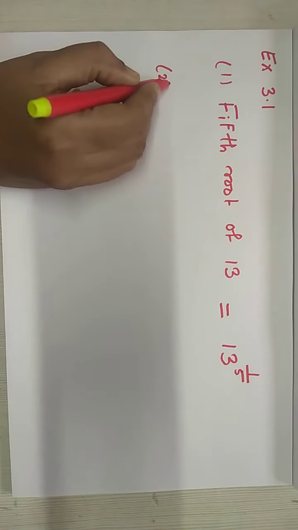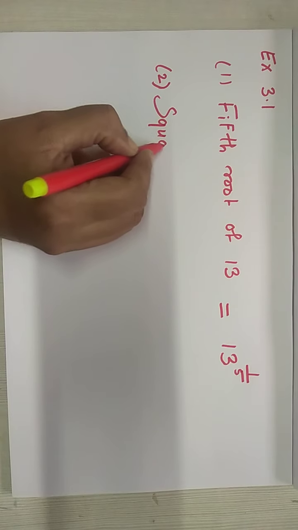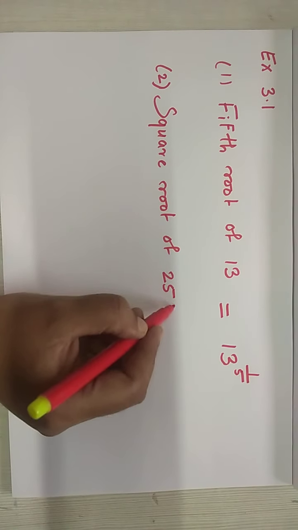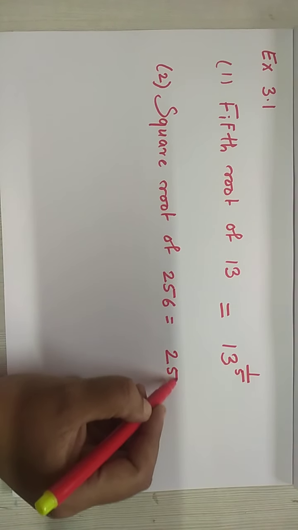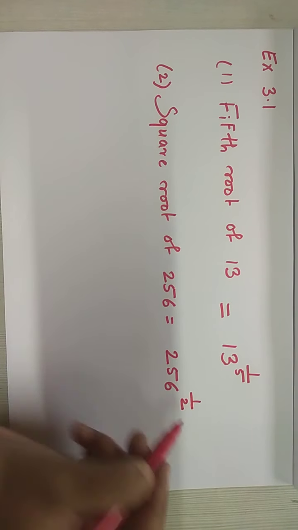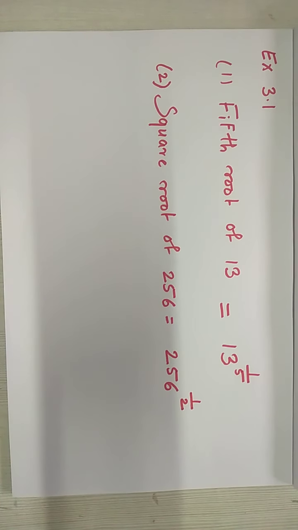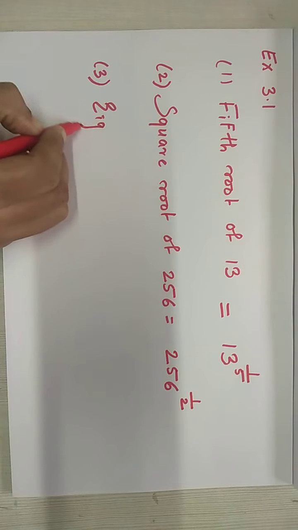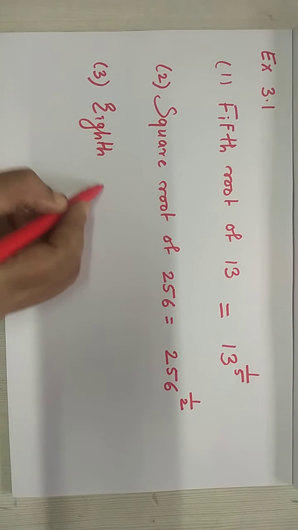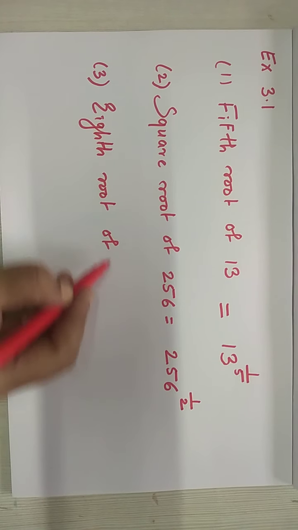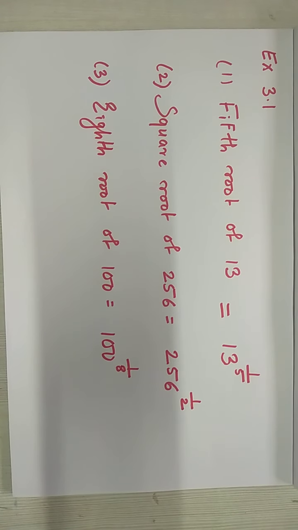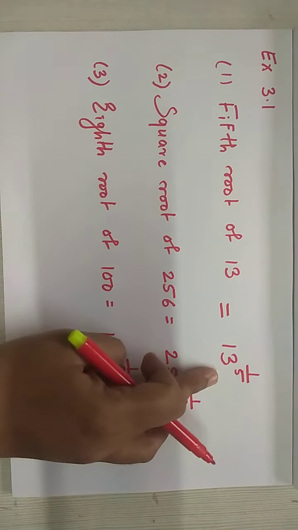If they ask you what is square root of 256, this will be 256. Square root means 1 upon 2. 256 raised to 1 upon 2. Now, if they ask you, for example, 8th root of 100, this will be 100 raised to 1 upon 8. 8th root means 100 raised to 1 upon 8. Okay. Now this is given in words, you write in index form.